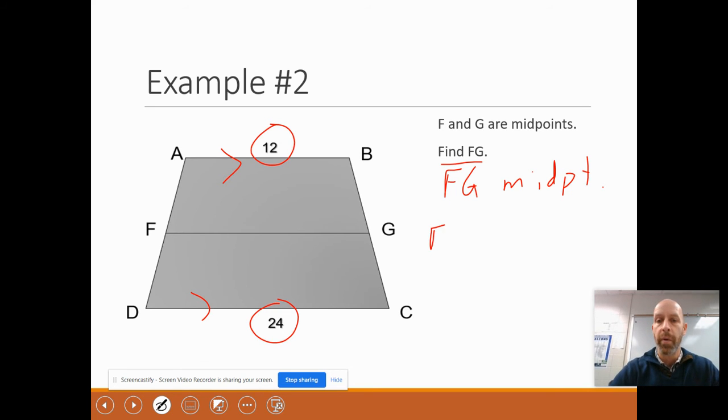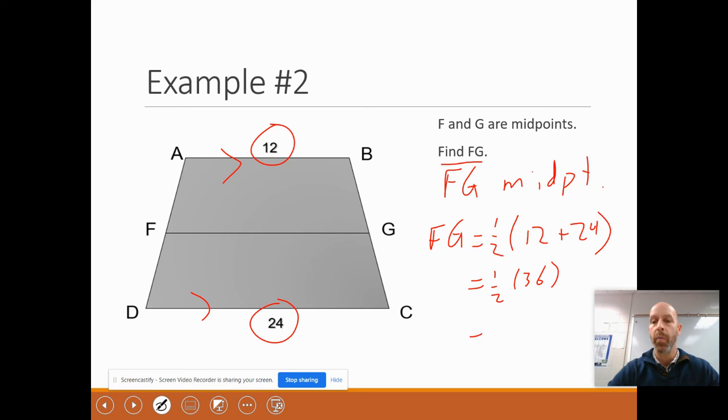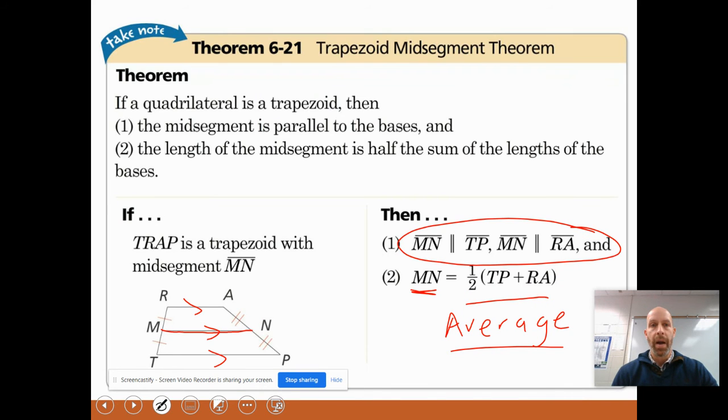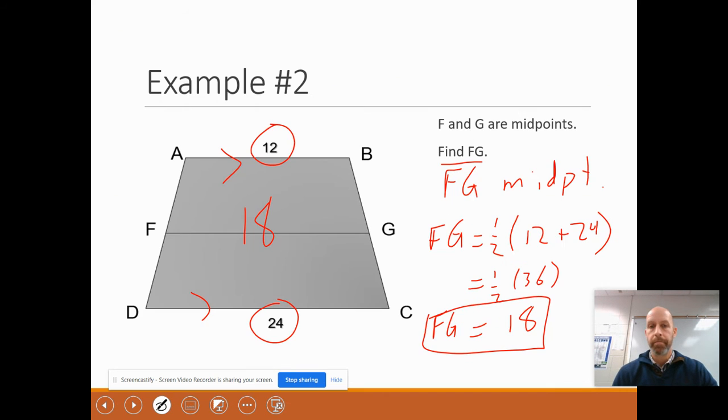So we will use the formula from the previous page to realize that the length of FG will be equal to 1/2 the length of AB, which is 12, plus 24. And so we can add those two together, and we're going to get 36. And then 1/2 of 36 is 18. So the length of FG is 18. So this length right here is 18. And that was using theorem 6.21.